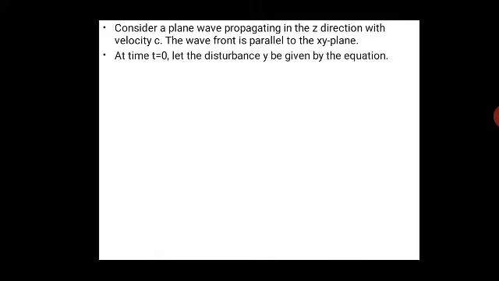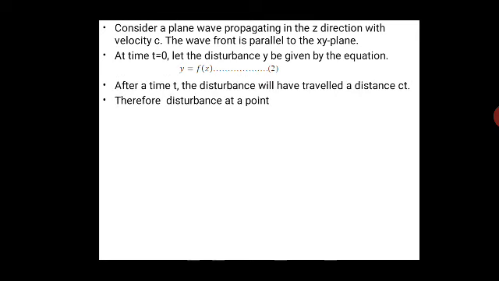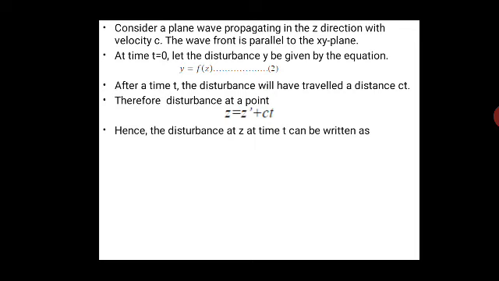At time t equal to 0, let the disturbance y be given by the equation y is equal to f of z, that is, a function in the z direction. Then after a certain time t, the disturbance will have traveled a distance c into t, that is, velocity into time. Therefore the disturbance at a point can be calculated as z is equal to z dash plus ct. Hence the disturbance at z at a time t can be written as y is equal to f of (z minus ct).